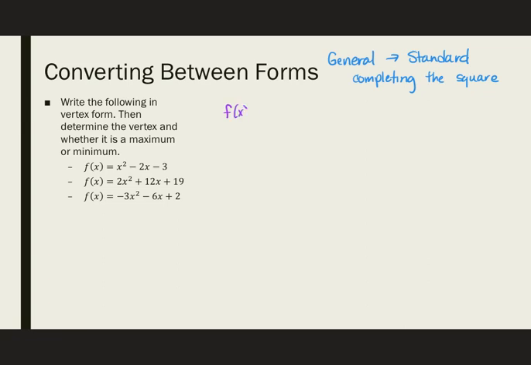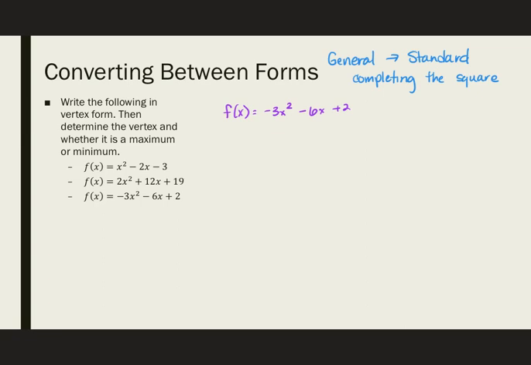If f of x is negative 3x squared minus 6x plus 2, pause it. See if you can do it on your own. Try it. There's no harm in it. Try it and see if you can get it, okay? Then push play and walk through it.